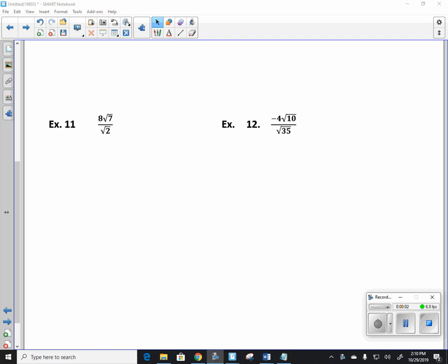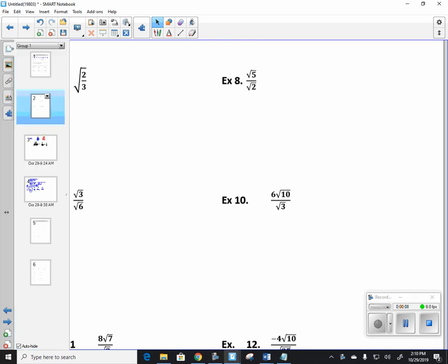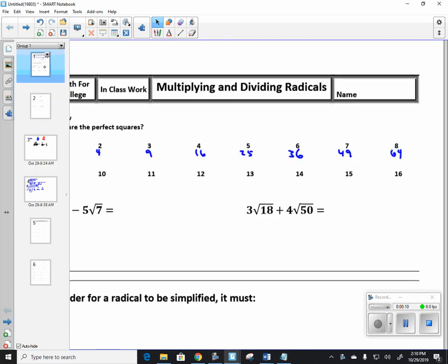Okay, here we go. So today we want to be able to rationalize the denominator and multiply and divide fractions. We're going to start right here.